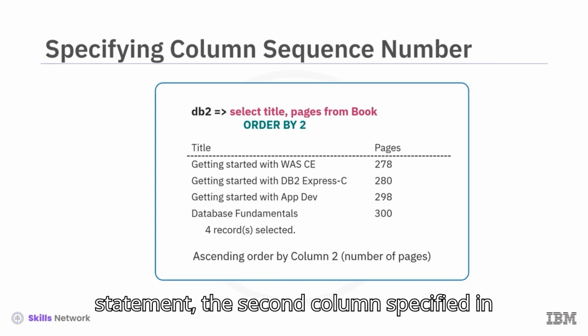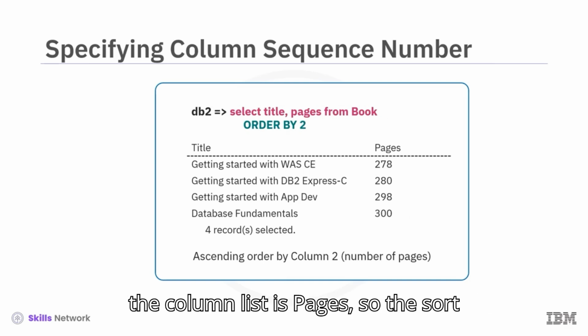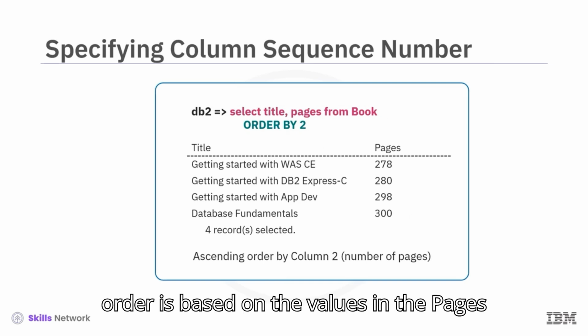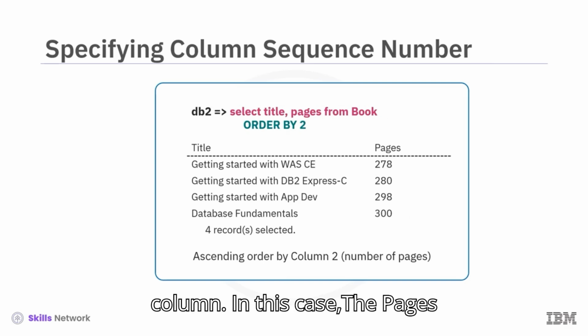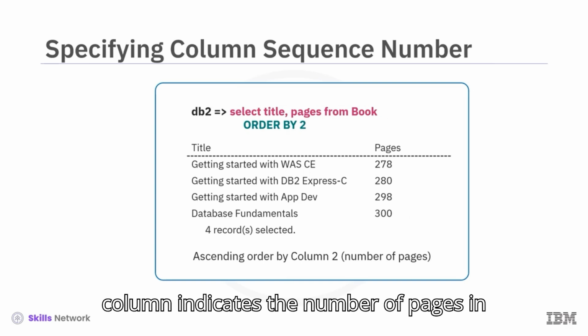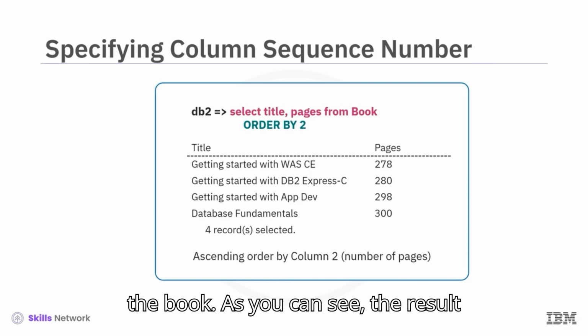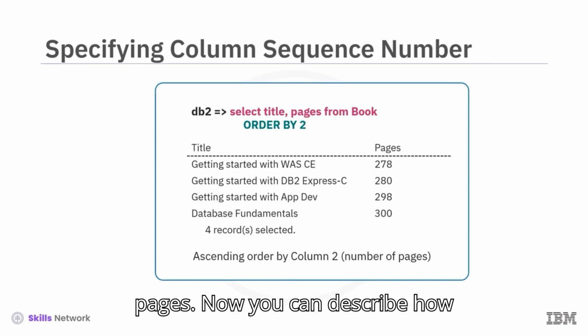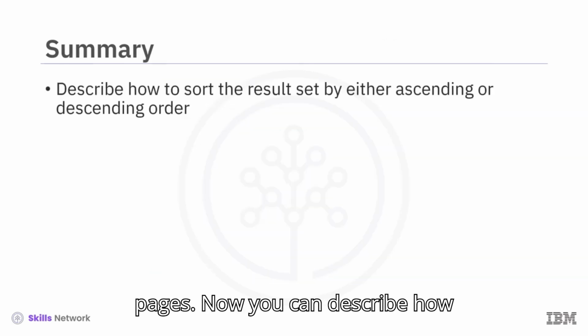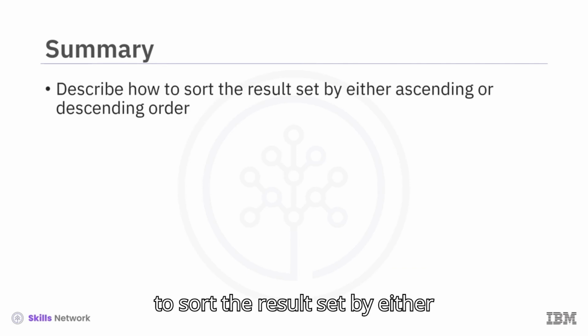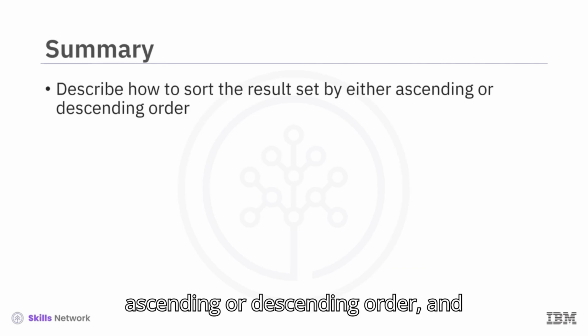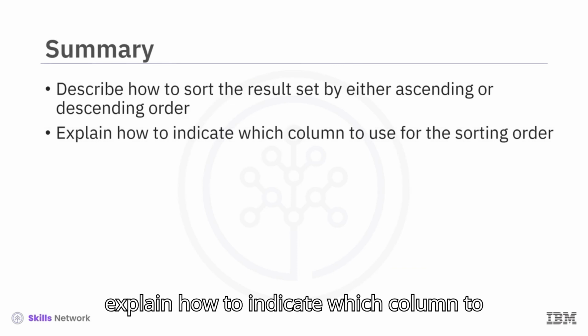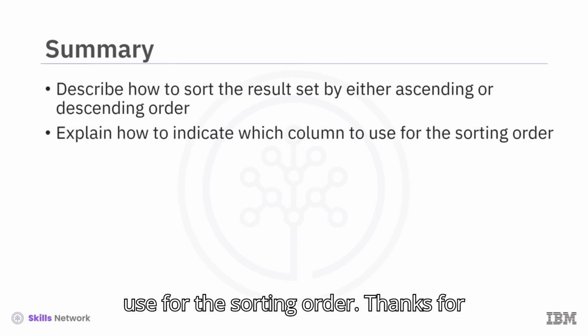In the select statement, the second column specified in the column list is pages, so the sort order is based on the values in the pages column. In this case, the pages column indicates the number of pages in the book. As you can see, the result set is in ascending order by number of pages. Now you can describe how to sort the result set by either ascending or descending order, and explain how to indicate which column to use for the sorting order.